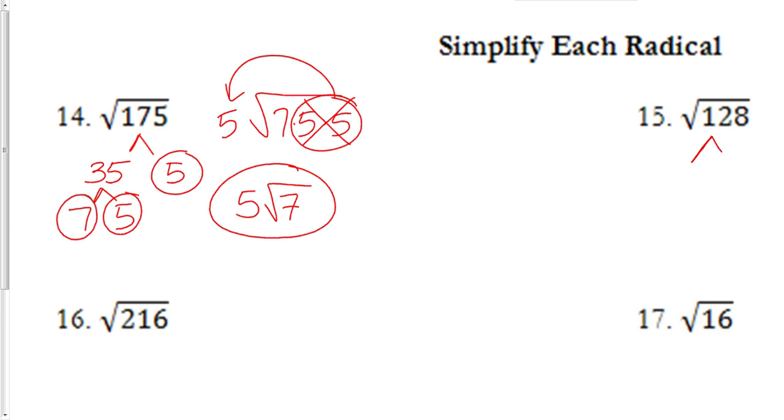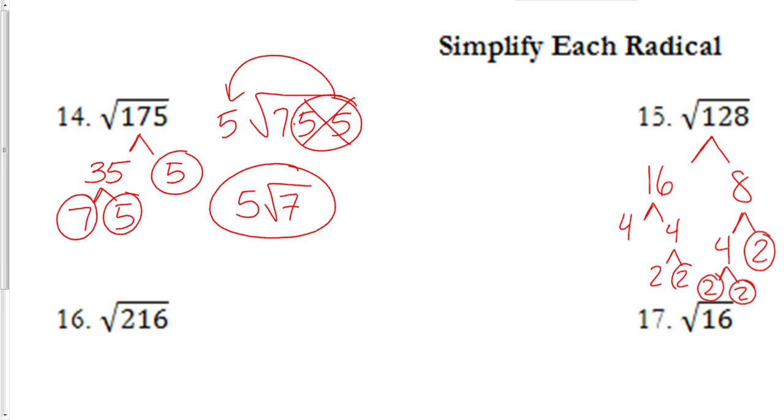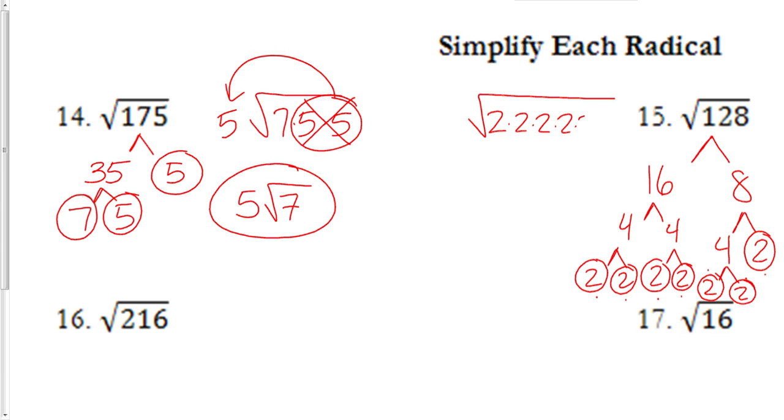We can break this down as 16 and 8. 8 is 4 times 2. 4 is 2 times 2. 16 is 4 and 4. Each of those 4s breaks down as 2 times 2. A lot of 2's here, so let's make sure we count them and get them all there. 1, 2, 3, 4, 5, 6, 7 2's.